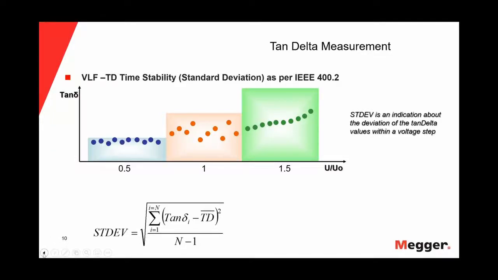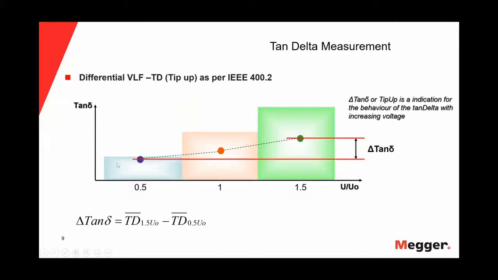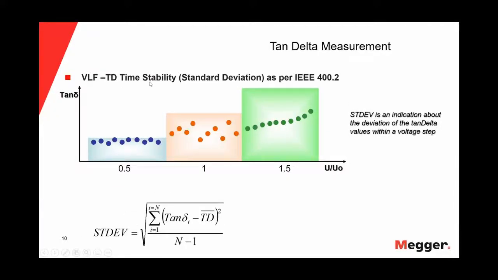Sorry, I went a little too fast. This is the average between these here and these here. This is your value for the DTD. And then VLF tan delta time stability, which is the standard deviation, is the difference between each measurement, all 10 in between each step. As you can see on the scale, as we go up, this standard deviation is higher, and so on and so forth.